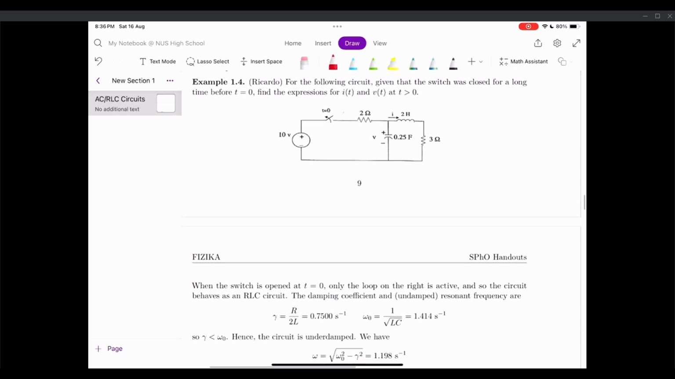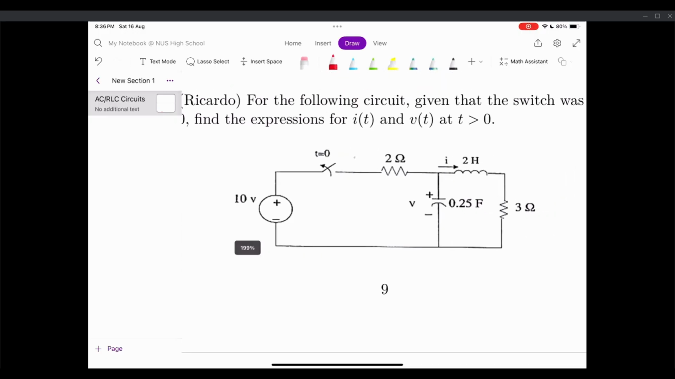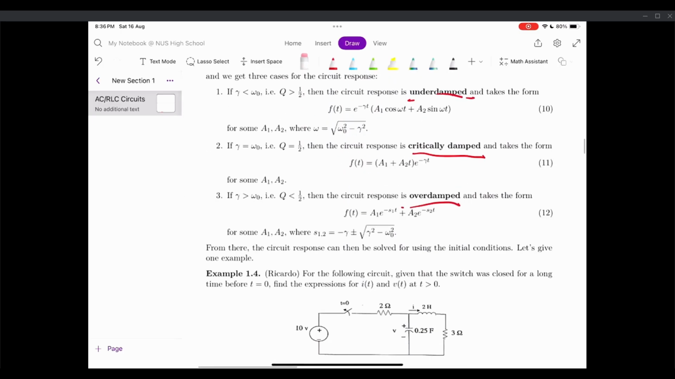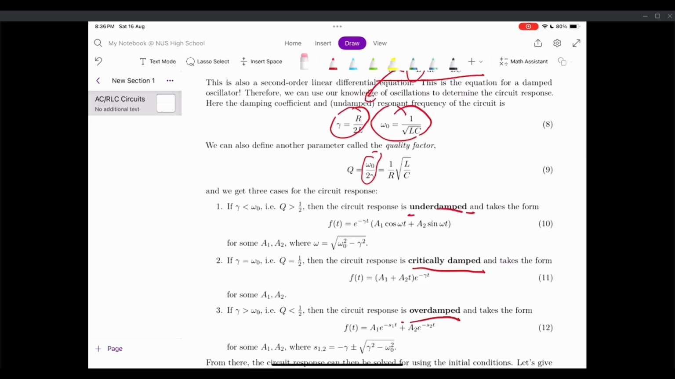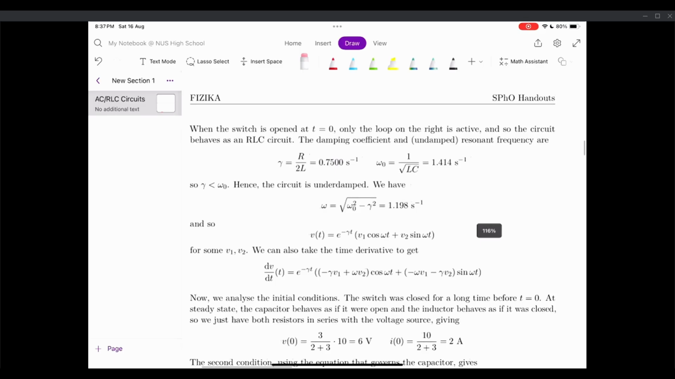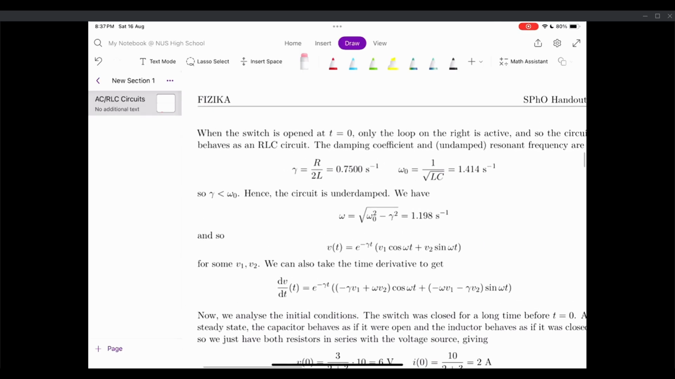To give one example, which is here, basically what happens is that you have a switch that's initially closed and you open it, which exposes this RLC circuit, because now no current can flow on the other side. So we calculate the corresponding damping coefficient and resonant frequency, which results in this. And since this damping coefficient is less than omega naught, our circuit is actually underdamped.